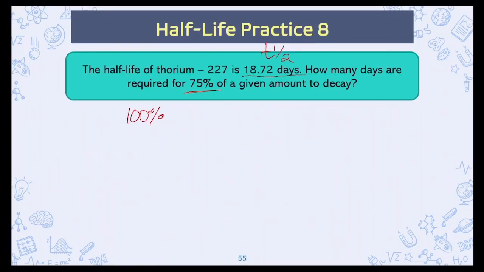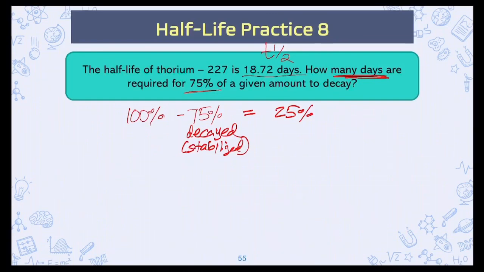After a certain amount of days, that's what we need to determine. We don't know the total amount of days that have elapsed. Only 75% of the isotope will have decayed. So 75%, when we say it's decayed, that means it's become stable. So 100% minus 75 equals 25%. So 25% will remain radioactive or unstable.